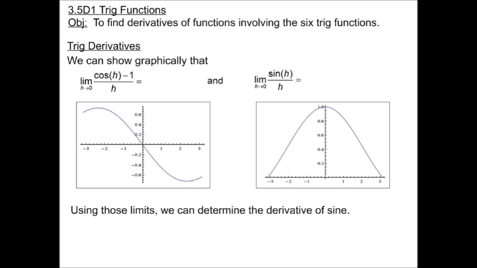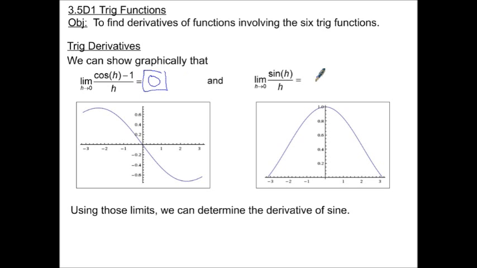Alright, well, the trig derivatives, the derivations are a little bit complicated, but if we go with the following, showing graphically that the limit as h approaches 0 of cosine of h minus 1 all over h, and if you look at the graph, this hopefully obviously is the graph of this particular function. And notice how as h approaches 0, this guy becomes a 0.